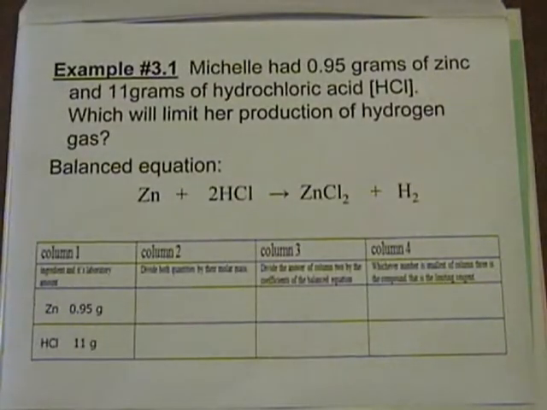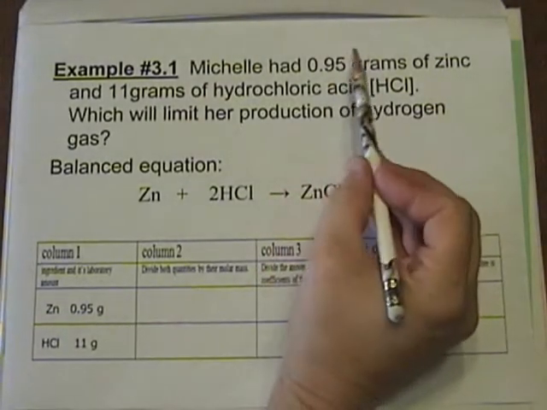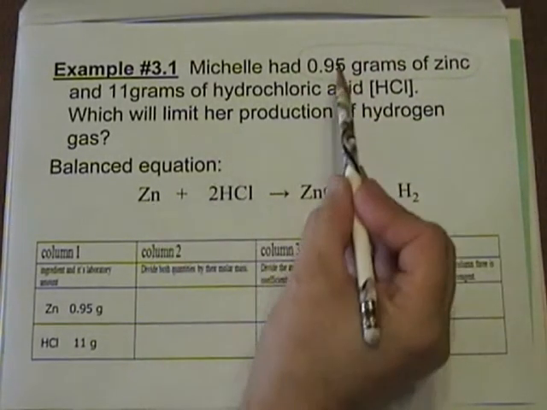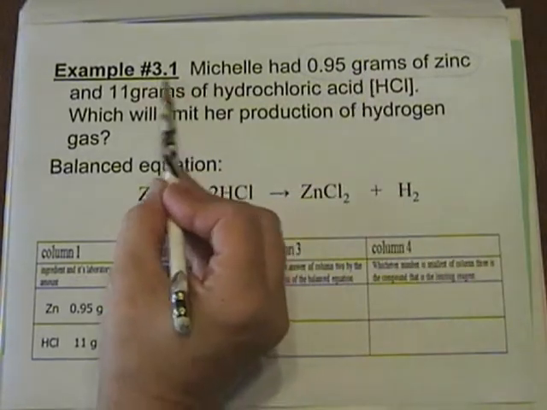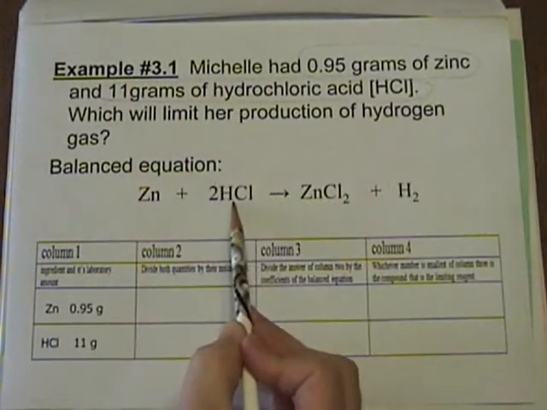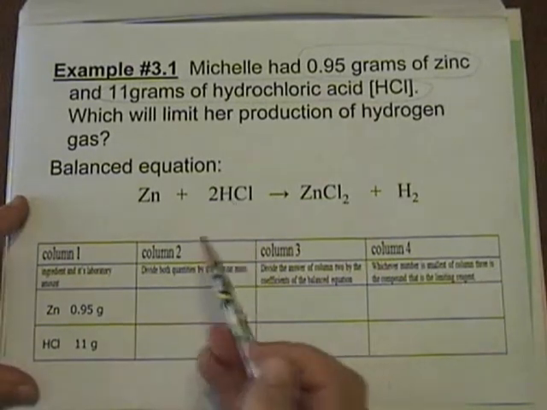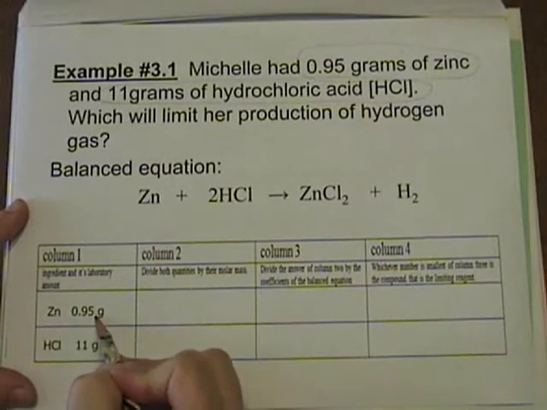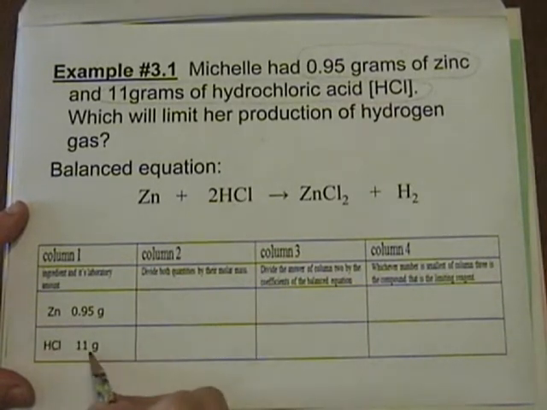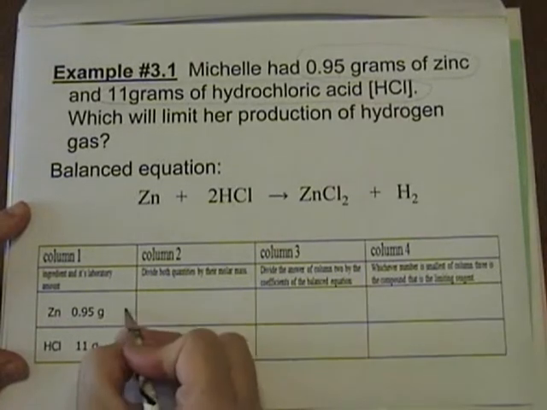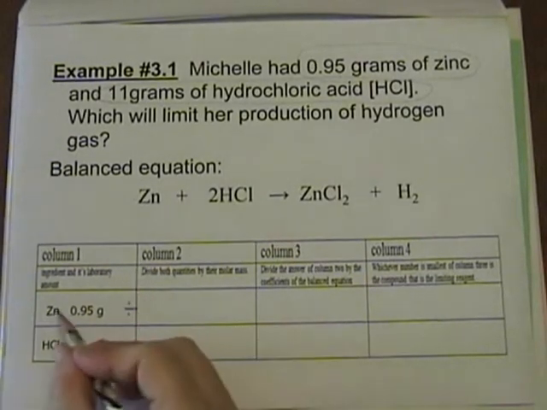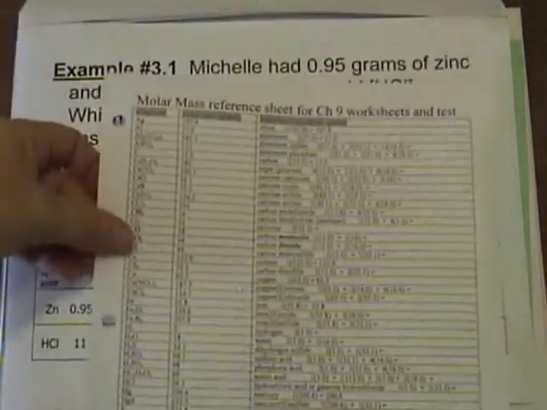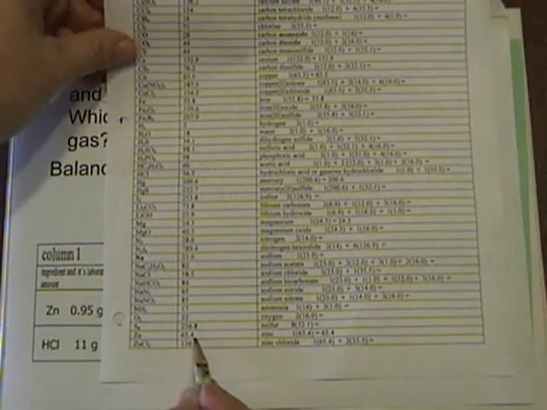Okay, so it's very simple that they're basically going to give us amounts of both reactants. So zinc, they said that they had 0.95 grams of that, and they had 11 grams of the other reactant, HCl. So in column 1 you just put the name of the first reactant and its amount, the name of the second reactant and the amount that they had. Then you find the molar mass of zinc, which can be found pretty easily on the sheet, 65.4.